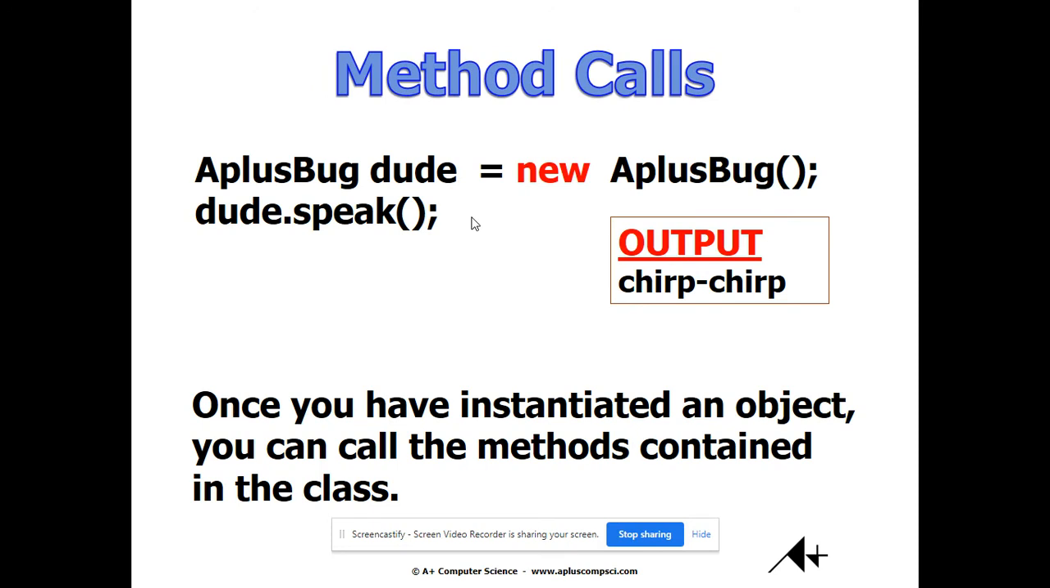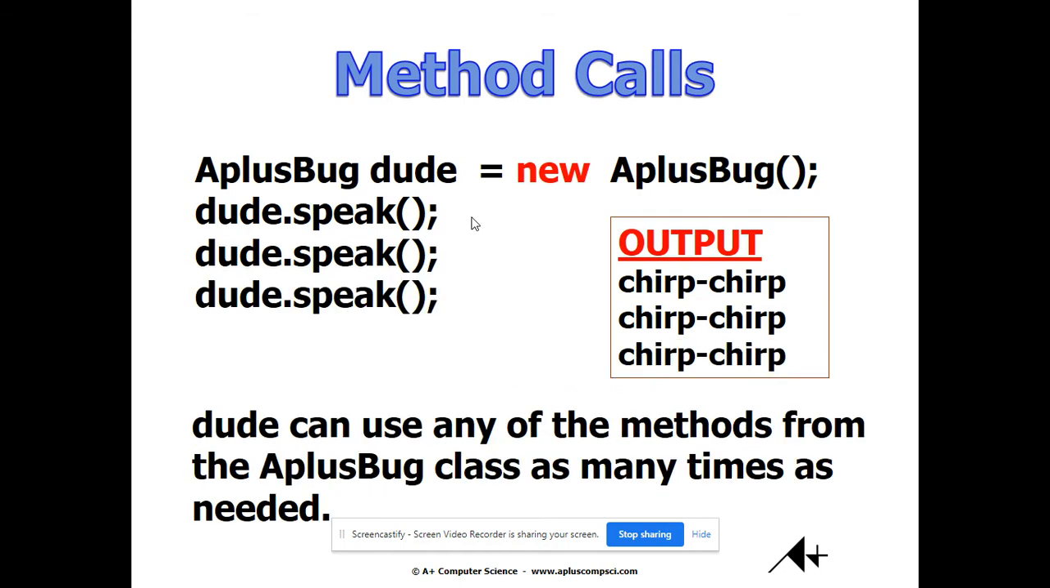So once you've instantiated an object, so I instantiated a bug named dude. Once you've created that object, you've brought it into the world. And that object has all of the abilities of the general class. So since bugs can speak, I can say, okay, dude dot speak. And what's it going to do? It's just going to do whatever that method does. In this case, it's going to spit out chirp chirp. So once you've instantiated an object, you can call the methods contained in that class. And you can do it multiple times. You can print it out as many times as you want.